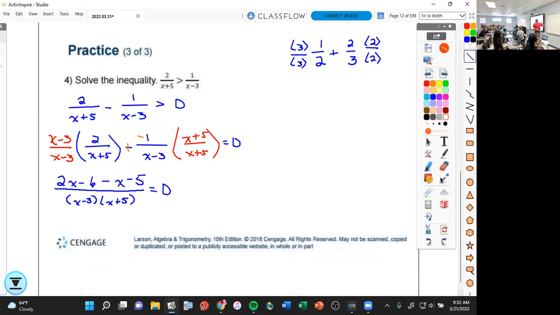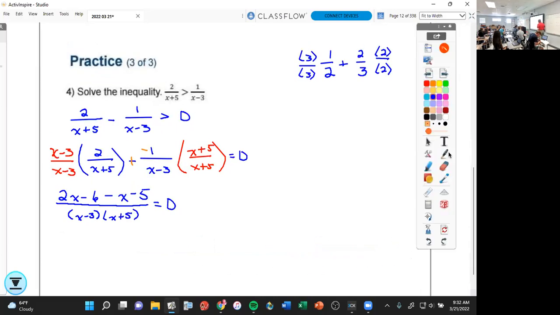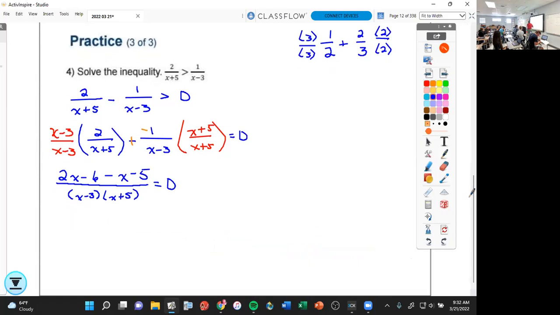Do what? You factor the top? Teach me. What's Sean say? Combine like terms. Okay. So 2x minus x is x, minus 6 minus 5, over x minus 3 times x plus 5 equals 0. Key numbers.